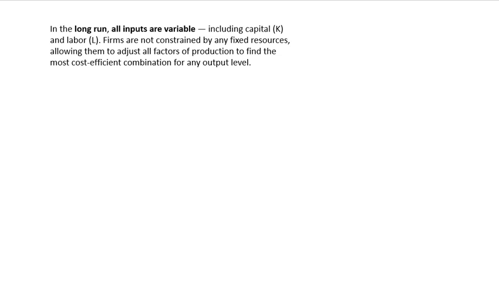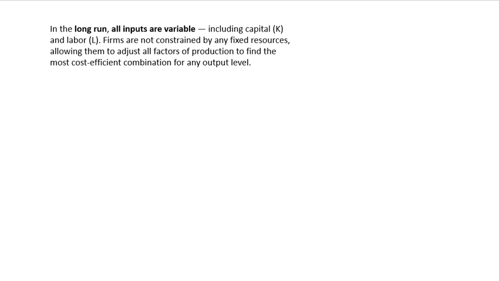Hi everyone, in the previous video we explored production in the short run, where we have at least one fixed input, and now it's time to move forward and examine the long run. Unlike in the short run, in the long run all inputs are variable, including capital and labor, which means the firms are not constrained by any fixed resources, allowing them to adjust all factors of production to find the most cost-efficient combination for any level of output.